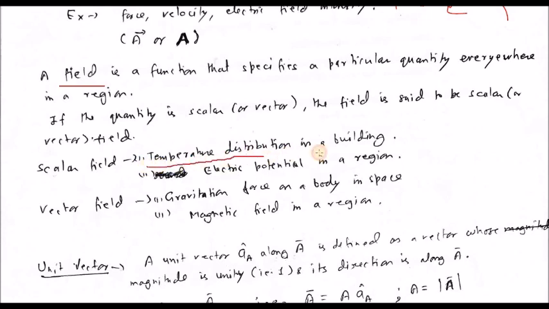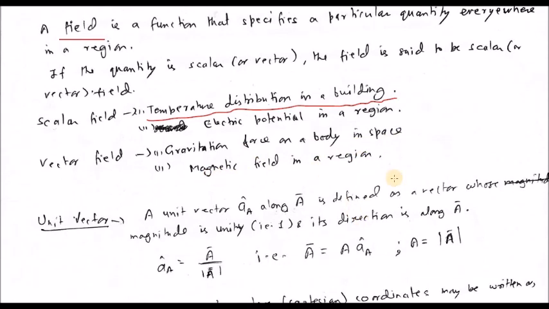This temperature distribution in a building is also useful in designing cooling of a building, because if you want to maintain temperature in a building at some particular temperature, then you must know what the temperature distribution is in that building. So this temperature distribution is an important concept, but it is not important for you from this EMFT point of view at this present position. Next, vector field examples can be gravitational force on a body in space and magnetic field in a region.